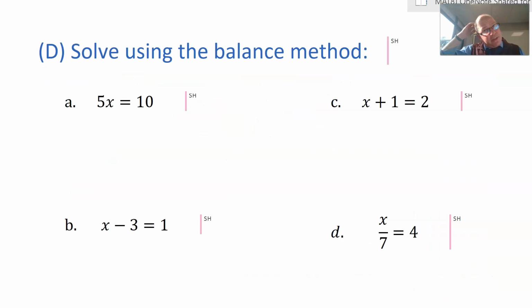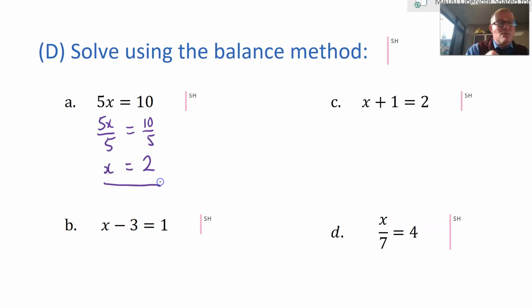So the balance method. This is what we do to one side of the equation, we do to the other. We balance them. So here we go. What's happening to the x? The x is being multiplied by 5. So to undo multiplying by 5, I divide both sides by 5. So I'm doing the same thing to both sides. If I have x, I times it by 5 and divide by 5, I'm back to x. And 10 divided by 5 is 2, and we're all done.